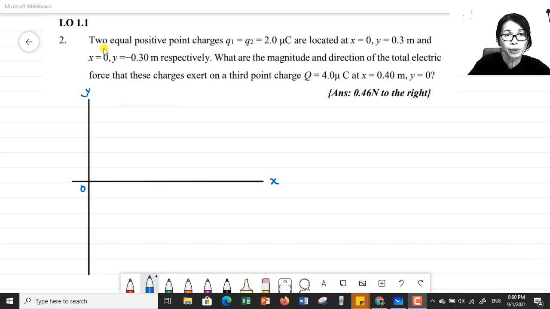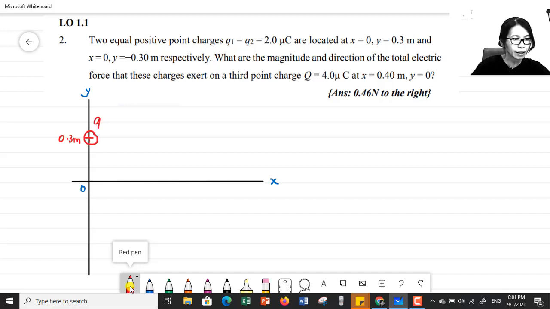So question 2, we have two equal positive point charges, Q1 equal to Q2, 2 microcoulomb, located at x equal to 0, y equal to 0.3 meter, and x equal to 0, y equal to negative 0.3 respectively. So we visualize the locations of the charges. One of the charges is at 0, 0.3 meter. So we have a positive charge here.